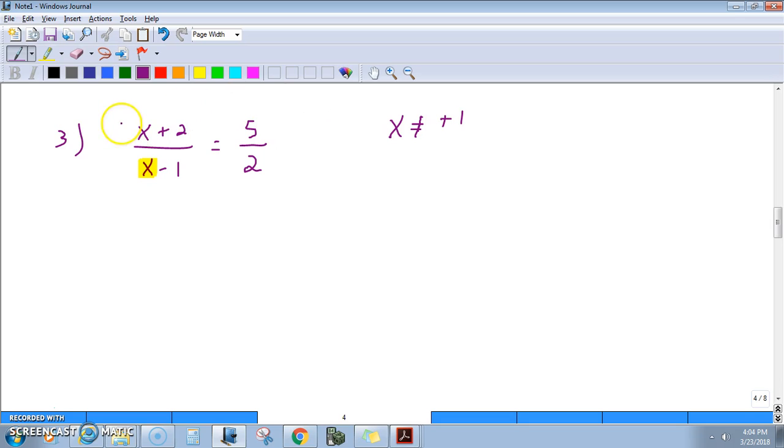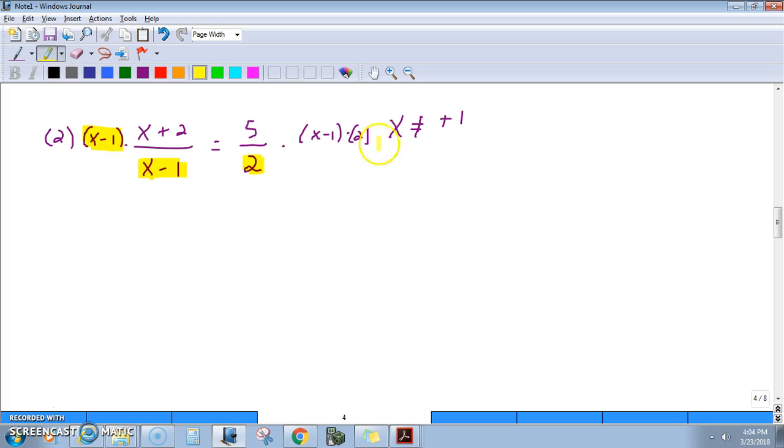So I'm going to do the same thing I've been doing. I'm going to multiply both sides by the denominator. It's just that in this case the denominator is a bigger term. It's x minus 1. Okay, so both sides are going to get multiplied by x minus 1. And then also we actually have 2 denominators, right? So I have to multiply both sides by x minus 1, and I also have to multiply both sides by 2.